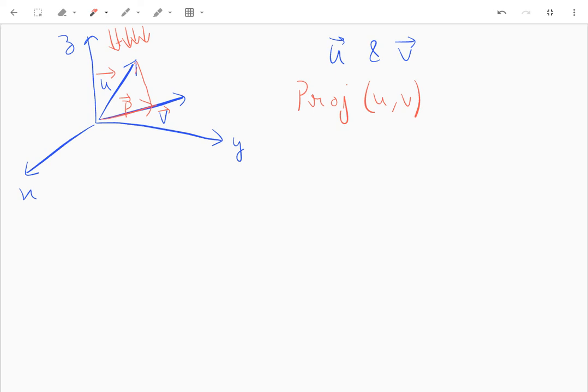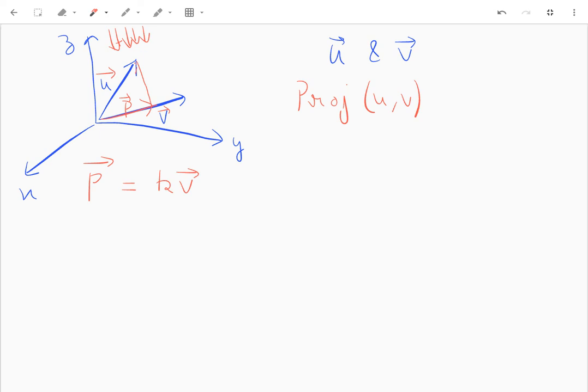Let's see. It's obvious that this vector p has to be some scalar multiple of the vector v because they're in the same direction, right? Now, since we can see it is smaller, k will be fractional.